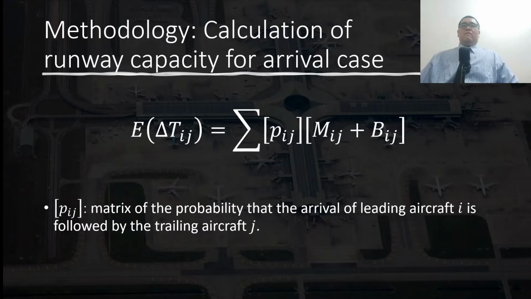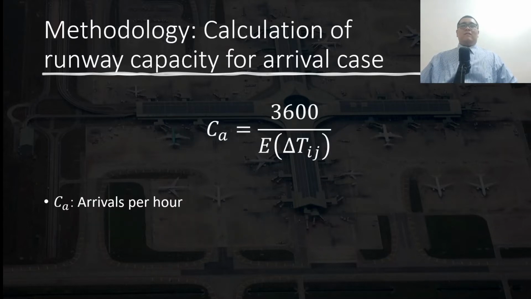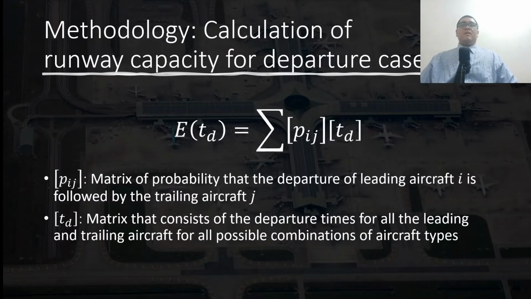Now we will add the matrix Bij to the matrix Mij to get the total separation time, and we will multiply that by the matrix of probability that the arrival of the leading aircraft i is followed by the trailing aircraft j. And once we get that result, we will divide 3600 over that, and that will give us the arrivals per hour. Now, for the departure case, it is much easier.